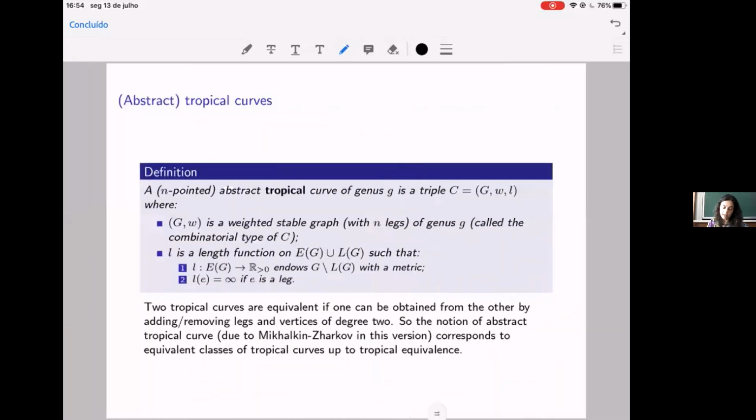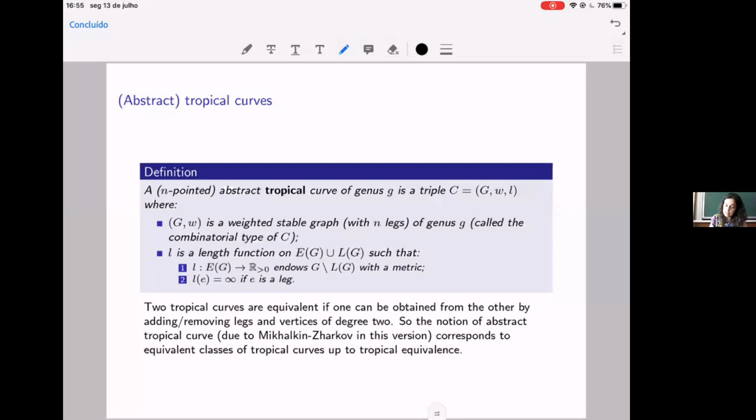I think I'm going to have little time to describe tropical curves, but I'll try to do my best. So now we briefly introduce tropical curves. What is an n-pointed abstract tropical curve? It's a triple (G, w, L), where (G, w) is a weighted stable graph with n legs and genus g, the ones that we just saw in the previous slide, which we call the combinatorial type of C.